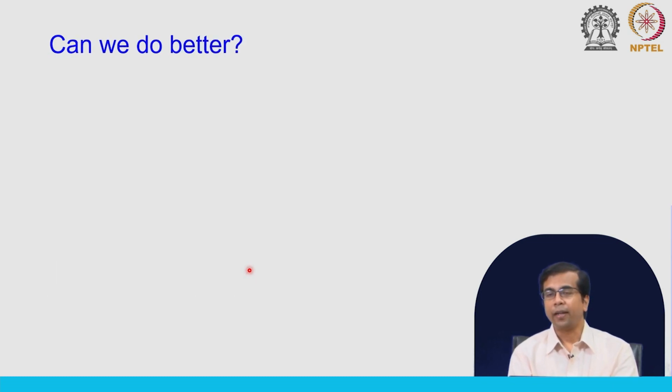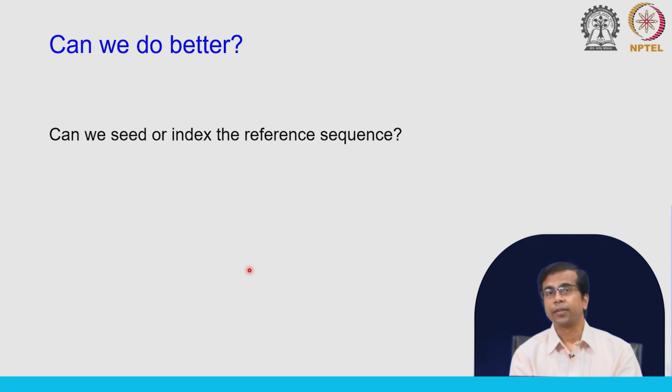Can we do better? Is there any way we can improve on this? So, the question is how do you actually improve on this? One of the things you probably have noticed now is that whether we are going with the brute force approach or with BLAST, we are linearly searching through the reference sequence. We are sliding through the reference sequence. Instead of that, can we also seed or index the reference sequence? Can we fragment the reference sequence? We can take out parts of the reference sequence and then search against the query.